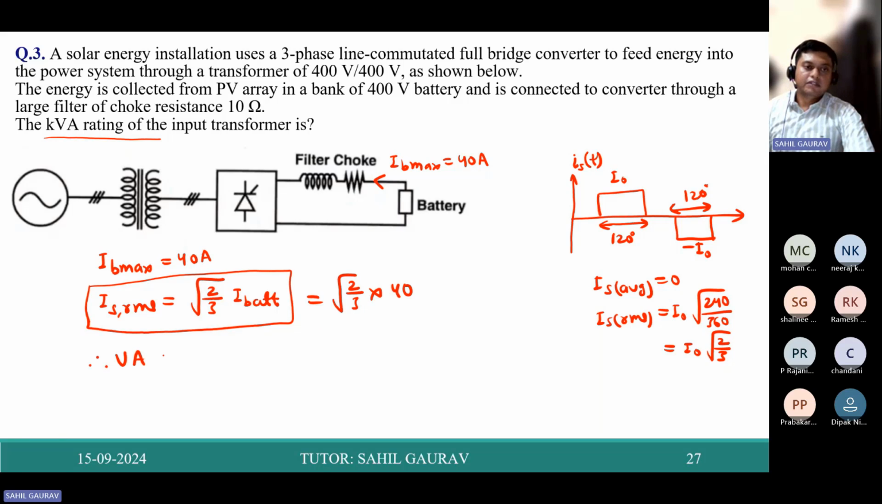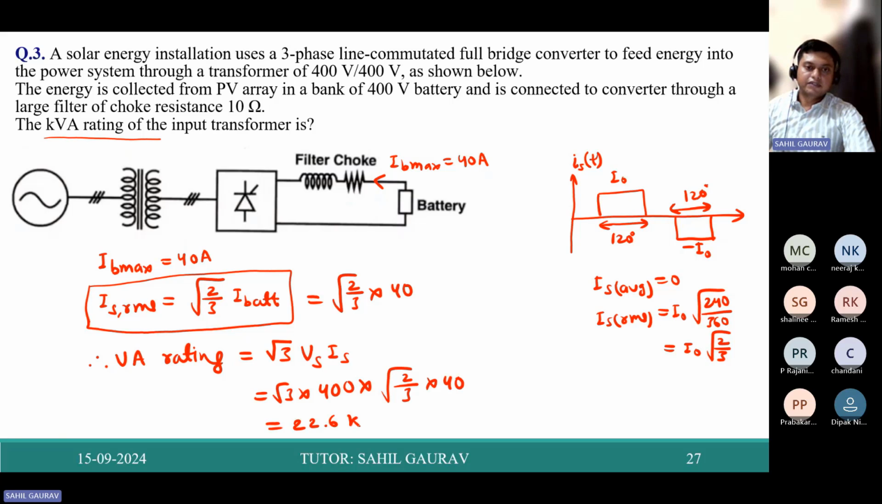Therefore, the VA rating of the input transformer will be √3 VS into IS. So VS is given as 400 volt, into root 2 upon 3, into 40. So it will give you 22.6 kVA.